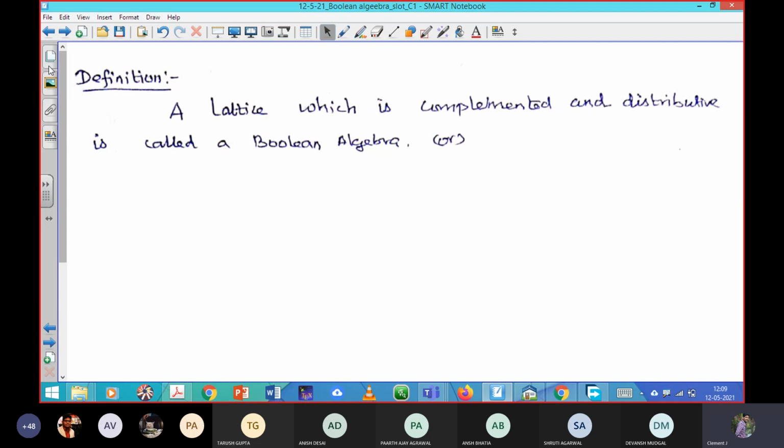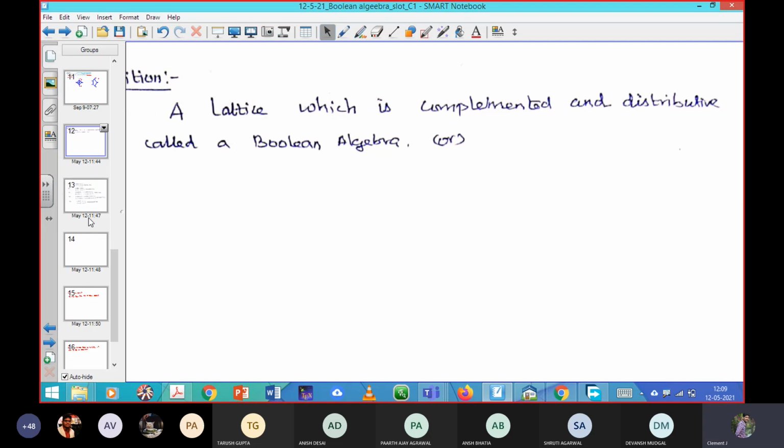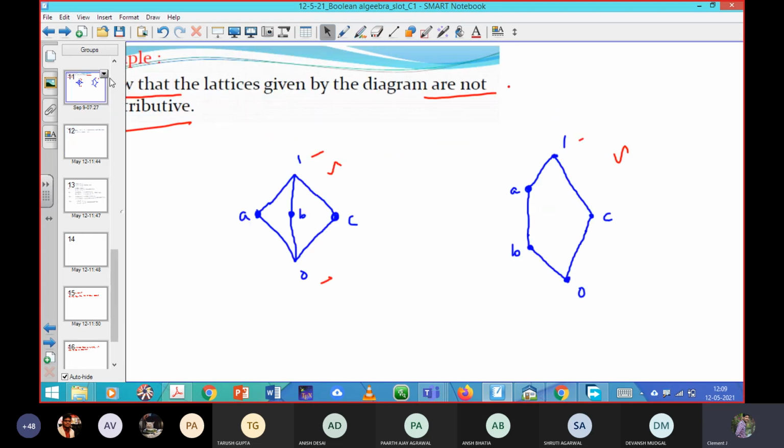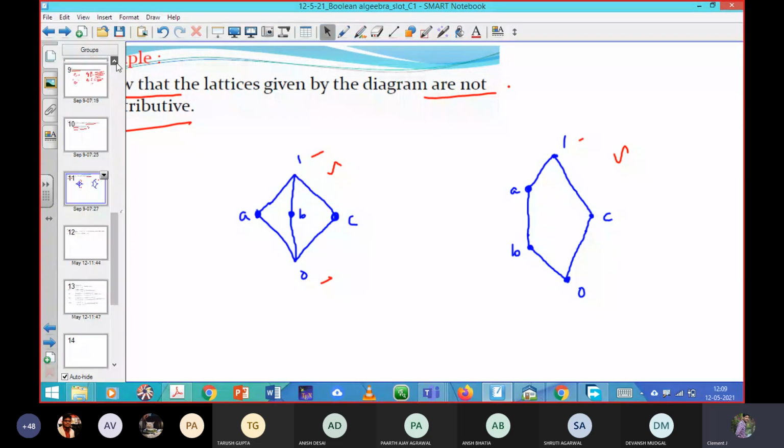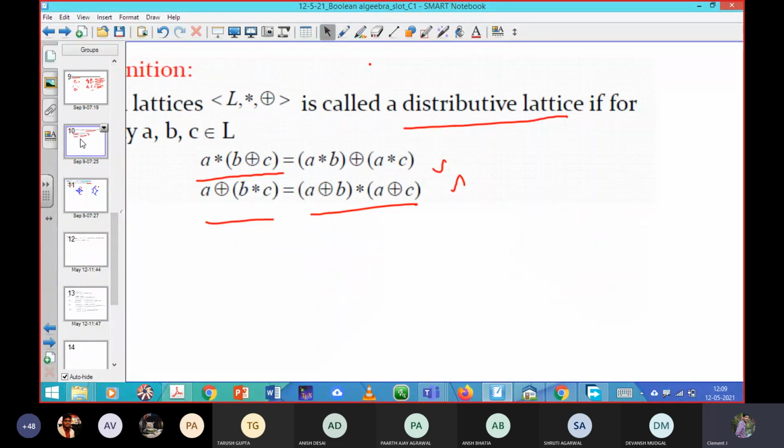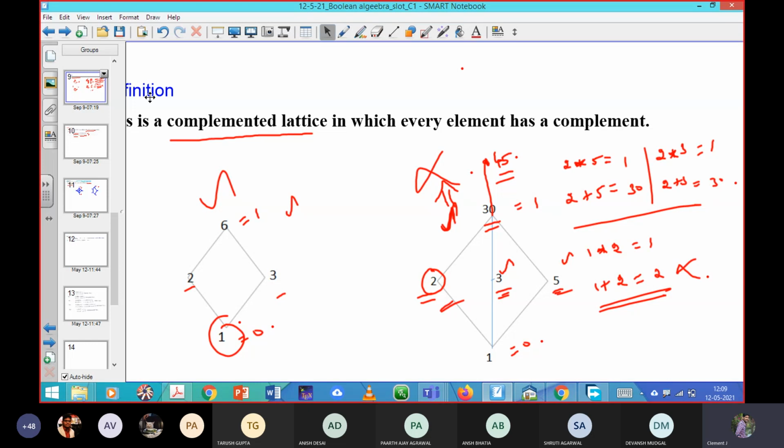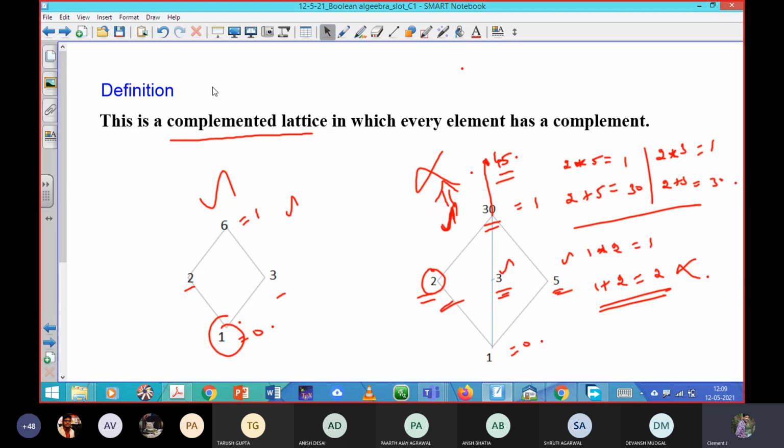Complementary lattice. Every element has a complement. Very good, very good. Every element has a complement. That's it. So every element should have a complement. I have taken this from the previous module. See here, this is the complementary lattice definition, in which every element has a complement.